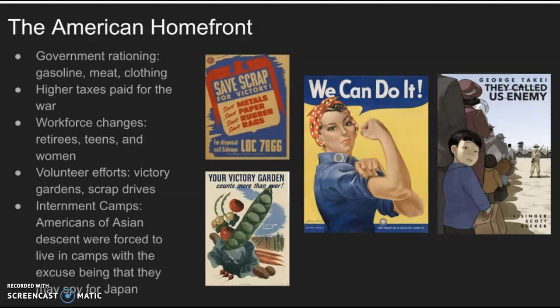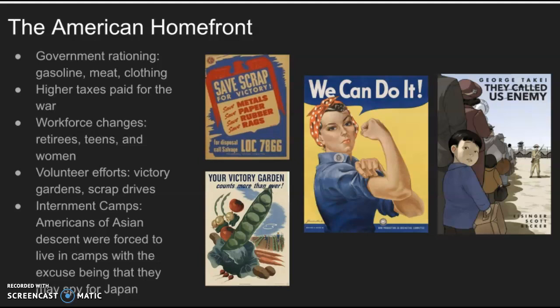A part of our time during World War II that is not a great part of our history were the internment camps. This was when Americans of Asian descent, many of them born in America, but whose family maybe had originated from Asia or an Asian country, were forced to live in camps. They were taken and told they had to go live in these camps, with the excuse being that they may spy because they are loyal to Japan, or they may sabotage from the inside of the United States.